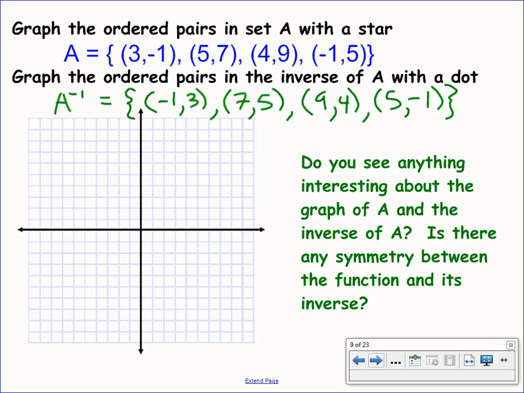So carefully, let's plot those on your picture. We gave you coordinate axes now. I'm going to go ahead and graph relation A. It contains 3, -1, 5, 7, 4, 9, and -1, comma 5. On the same XY coordinate plane, please carefully plot the points contained in the inverse relation, A inverse. I'll do those in a different color.